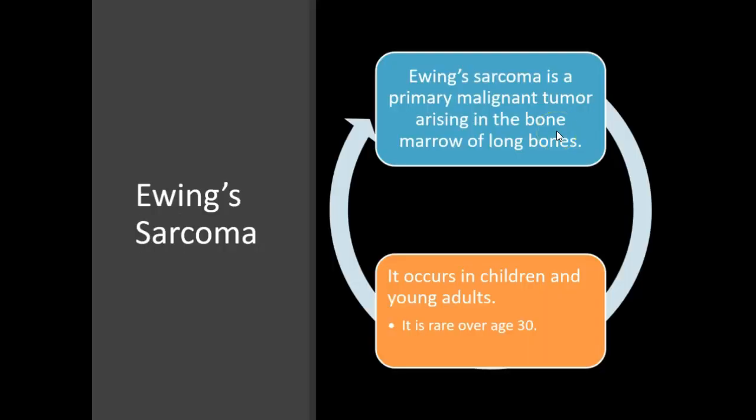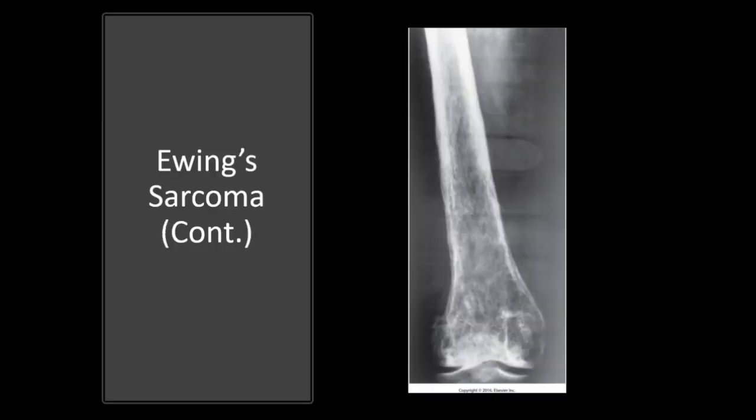Ewing's sarcoma is a primary malignant tumor arising from the bone marrow of long bones. It occurs in children and young adults. It's rare over the age of 30. And all this, all the way up.